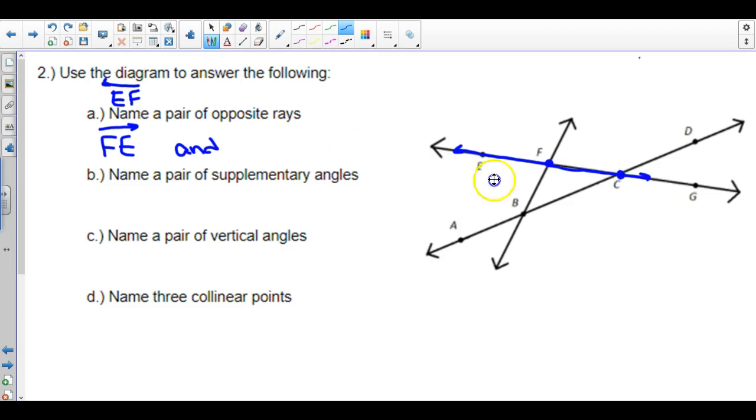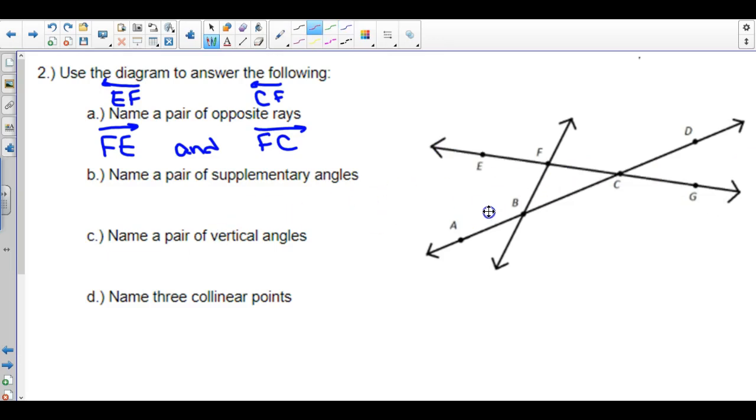So that one and the ray that's going in the opposite direction, two names for that. I could either call it FC or I could call it FG, since G is part of this infinite line direction, and it wouldn't matter, as long as your endpoint is defined and you use the right direction of the arrow at the top. So again, pointing to the right, I could also say CF, pointing to the left, but that would be an example of opposite rays.